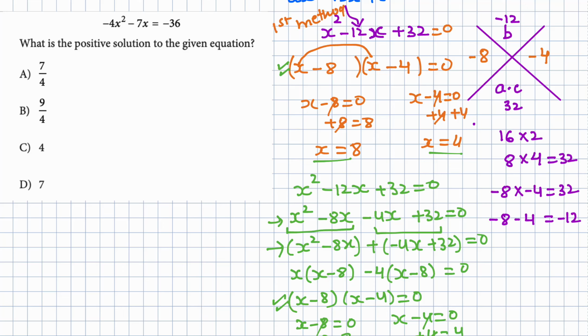Now let's see what is different in our question. First of all, this equation should be in the equal to 0 form. So to do this, negative 4x squared minus 7x, adding 36 on both sides, plus 36 plus 36, this is cancelled, is equal to 0.